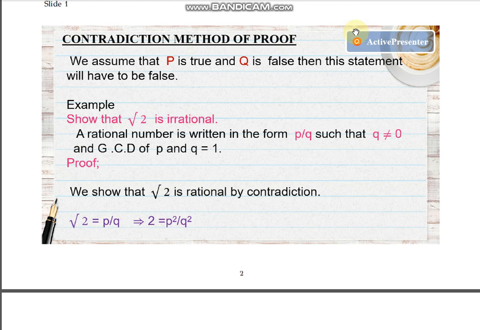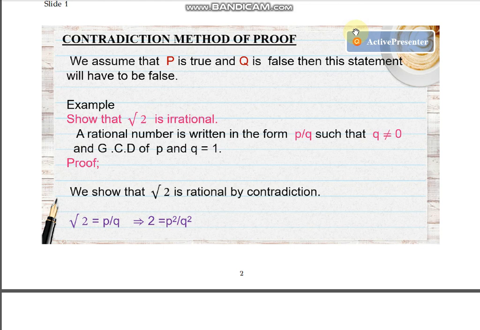A rational number, first of all, is written in the form P over Q, that is, as a fraction, such that Q does not equal 0 and the GCD of P and Q is 1. Those are the two main characteristics of a rational number. A rational number, of course, is a fraction, for your information. Then the proof.